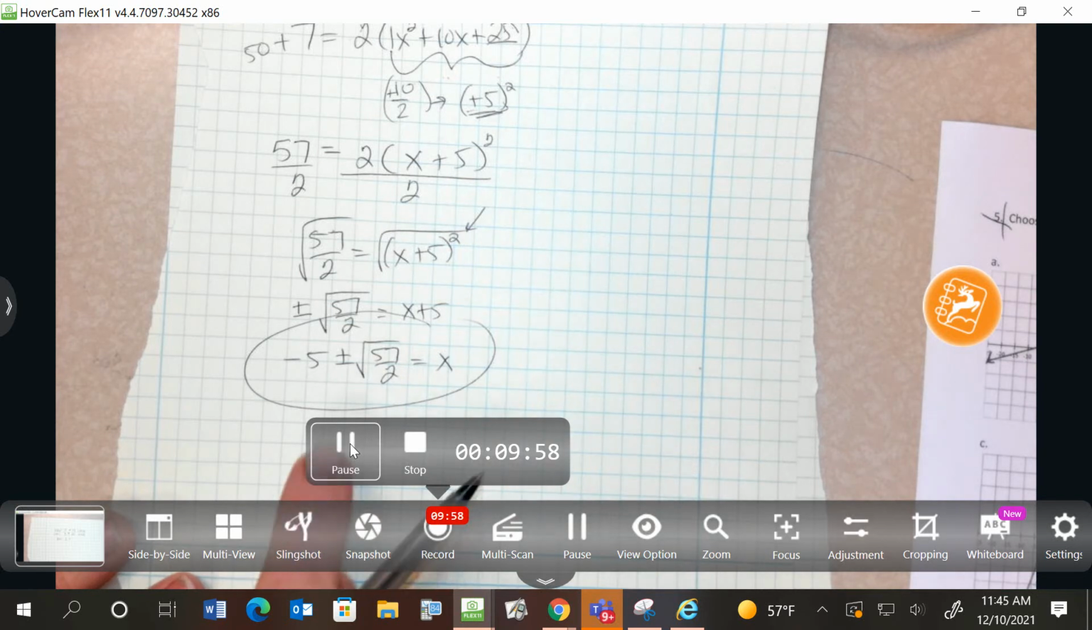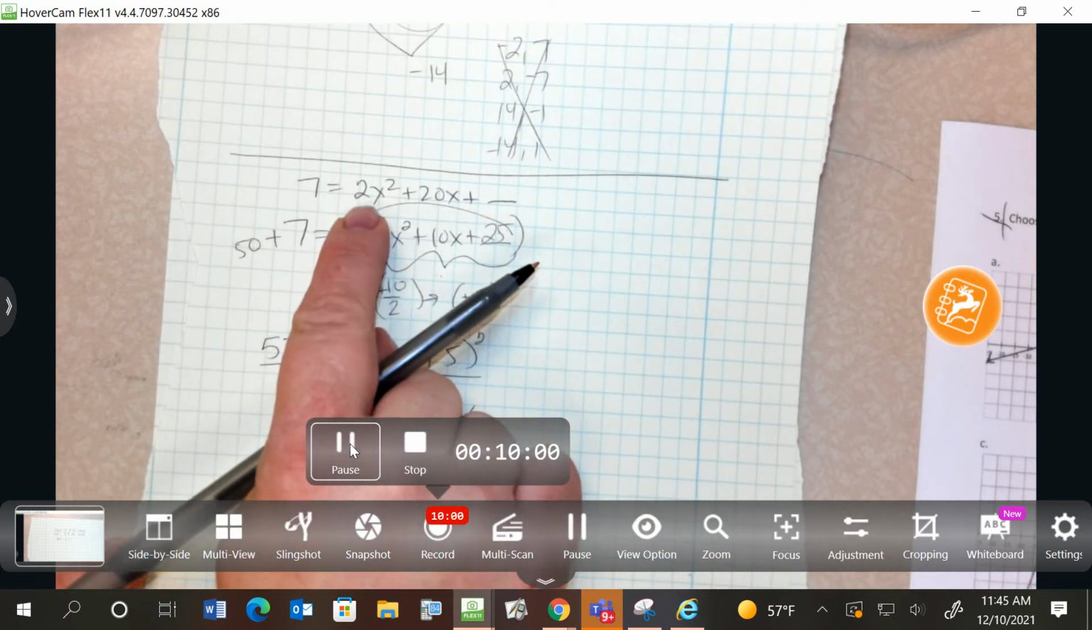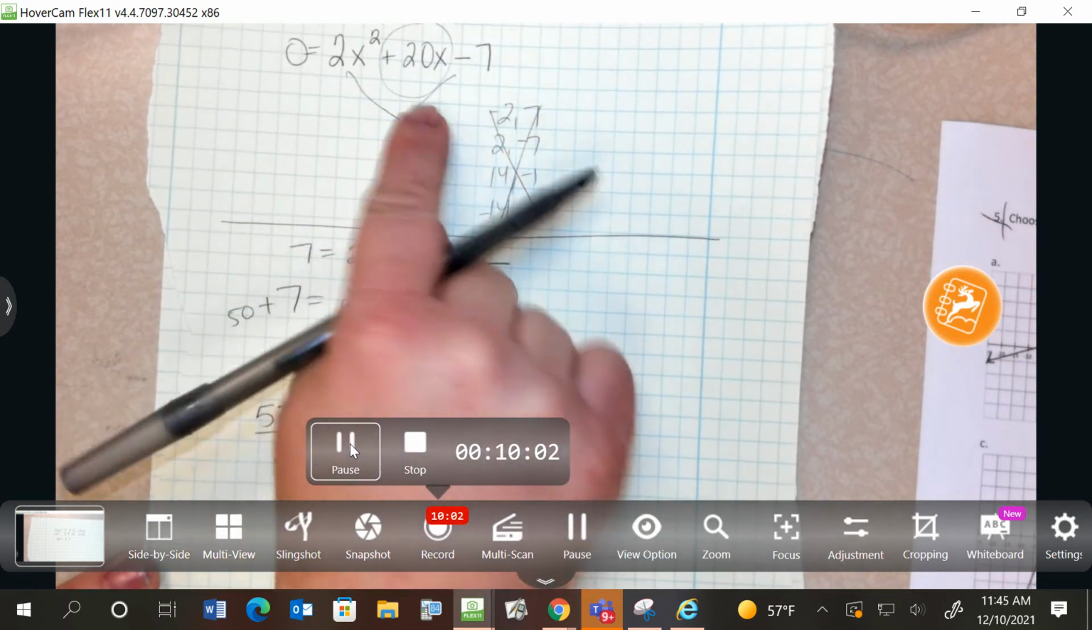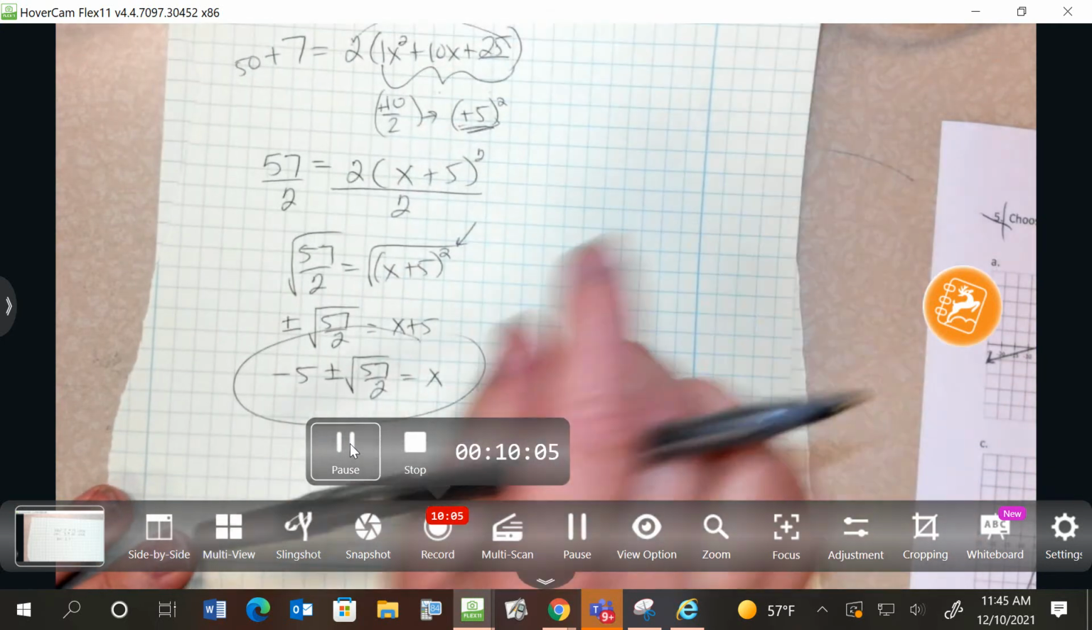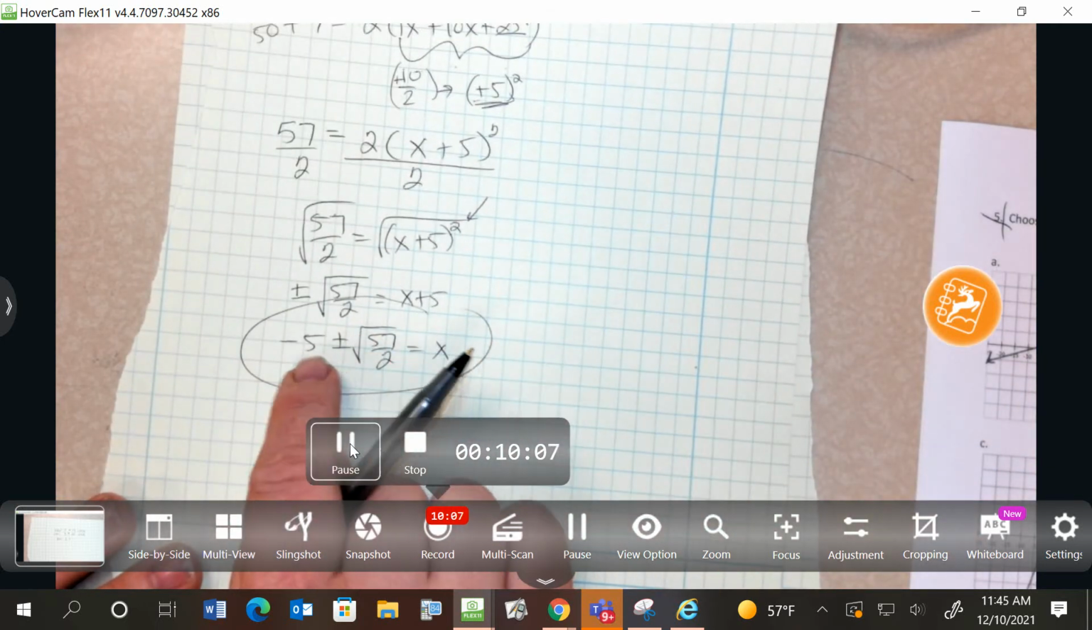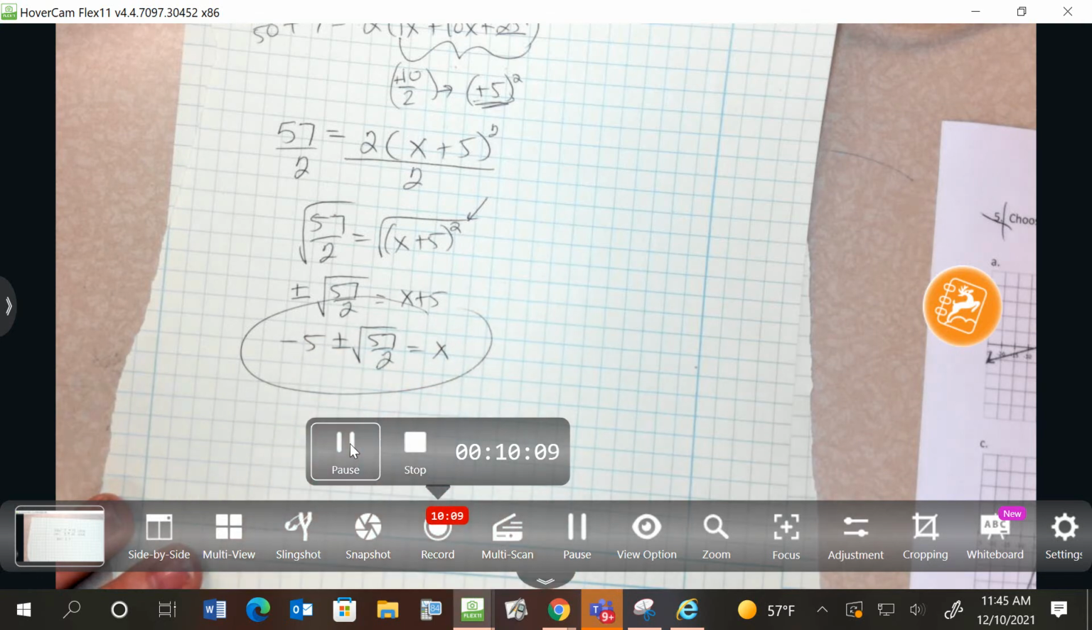What does it mean to be the answers? It means if we graphed this original function and we're like, hey, where are the x-intercepts? These would be the two x-intercepts. One time when you add, and one time when you subtract.